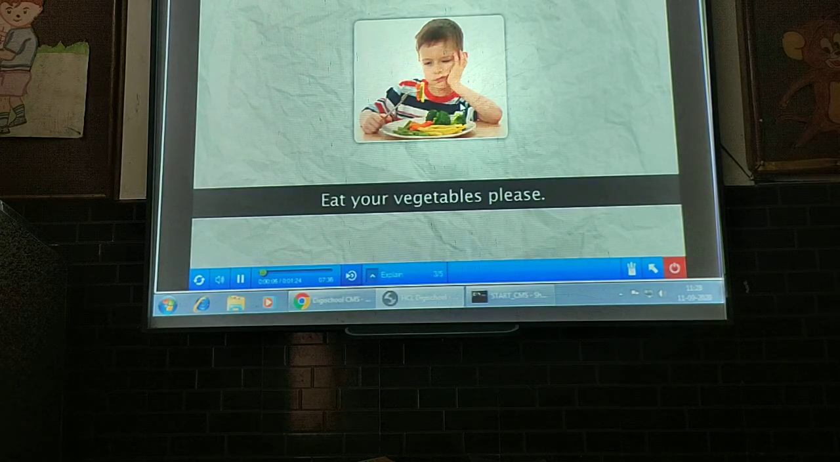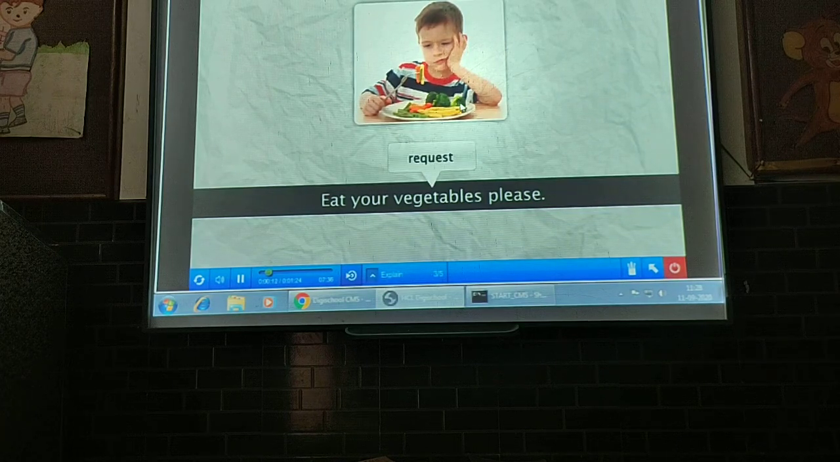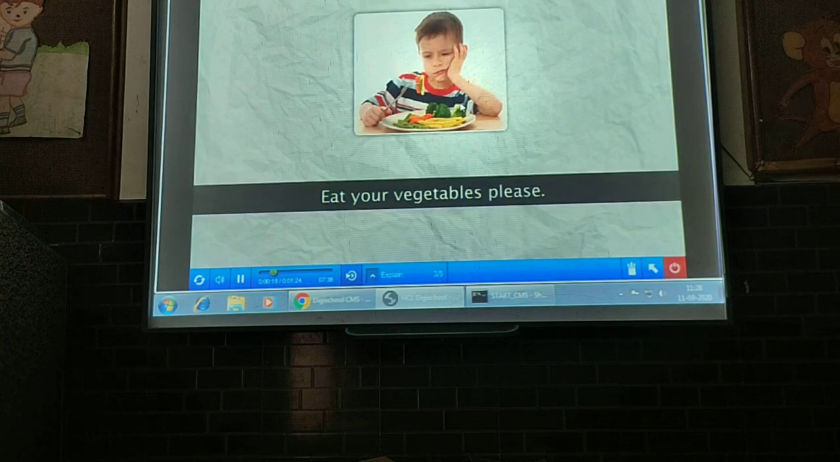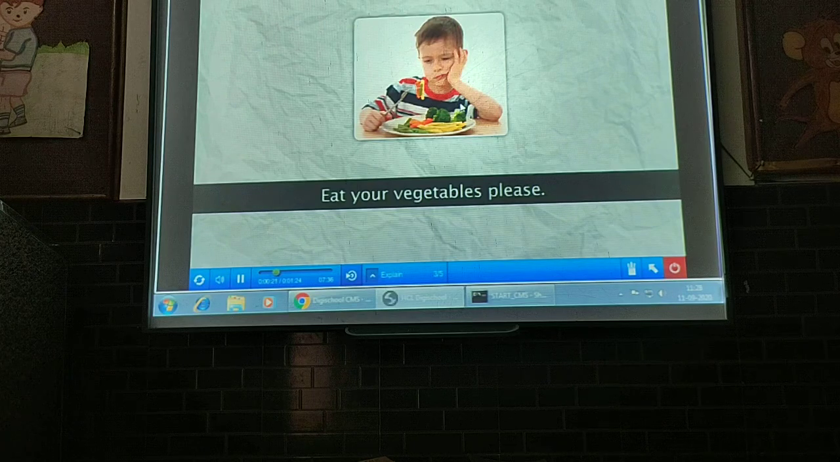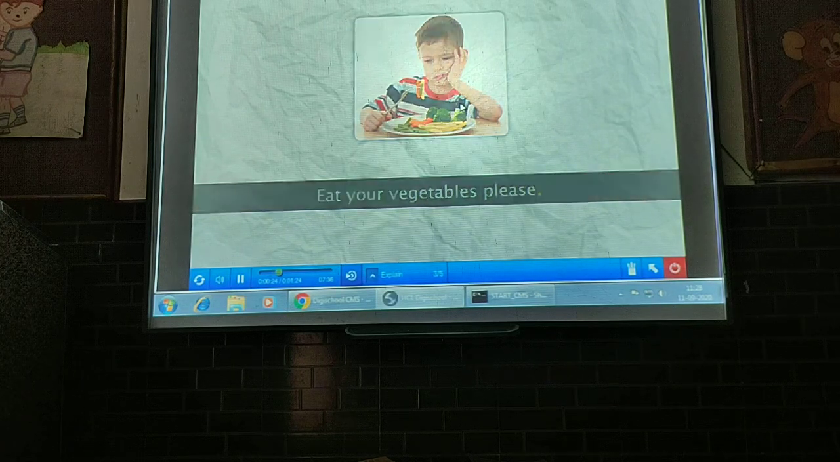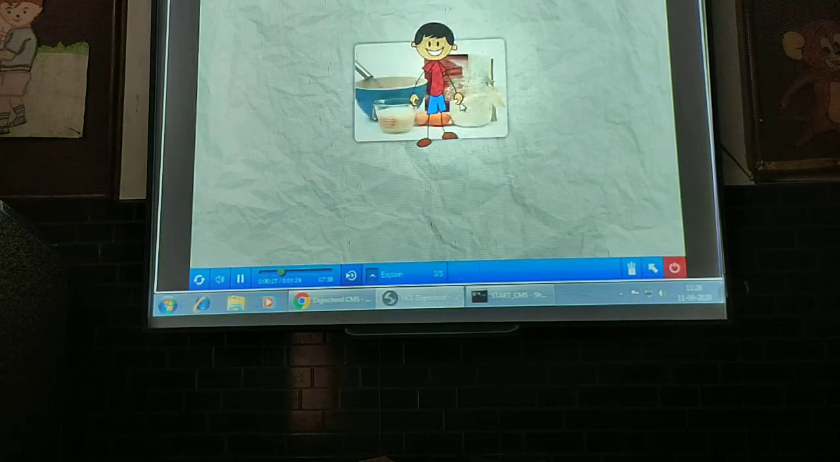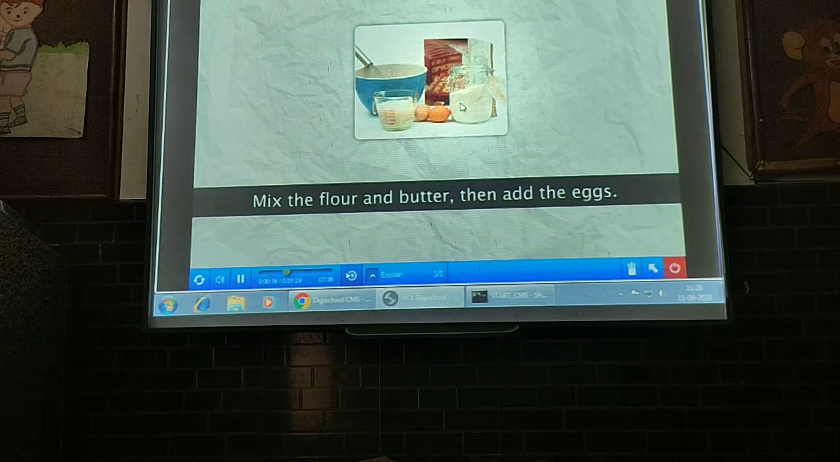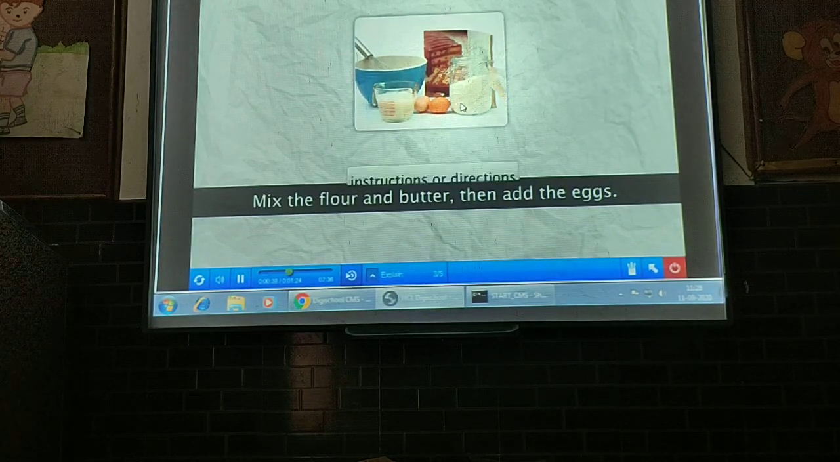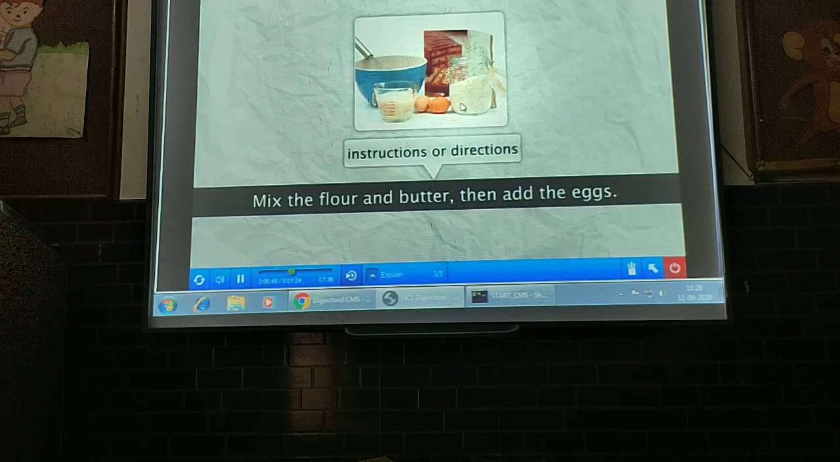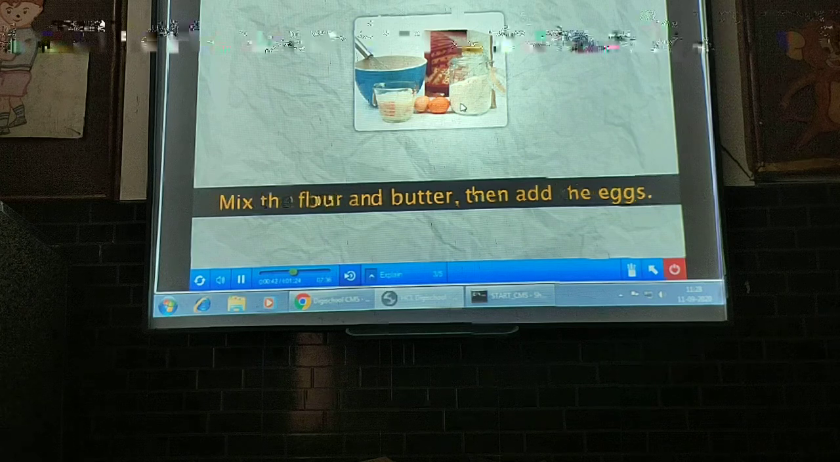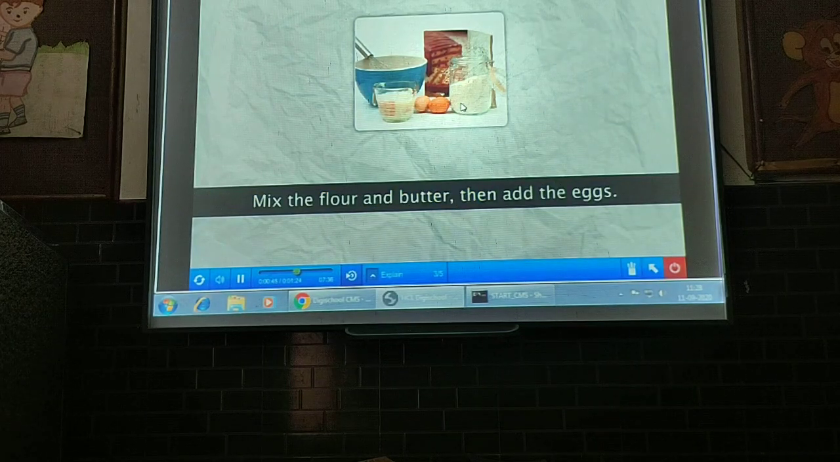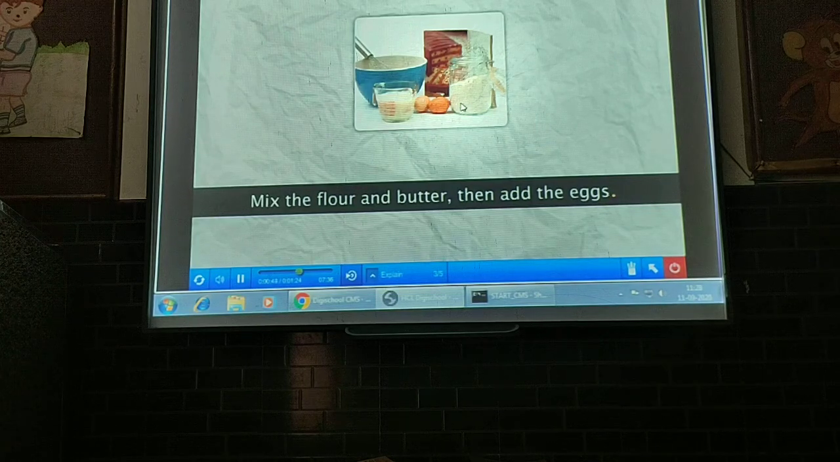Here's an example of an imperative sentence. Eat your vegetables, please. This imperative sentence is a request because it is used to request the boy to eat his vegetables. Because this is a request, the imperative sentence ends with a full stop. Now read this imperative sentence. Mix the flour and butter, then add the eggs. Here, the imperative sentence is used to give instructions or directions about how to make a cake. And because this imperative sentence gives directions on how to do something, it ends with a full stop.